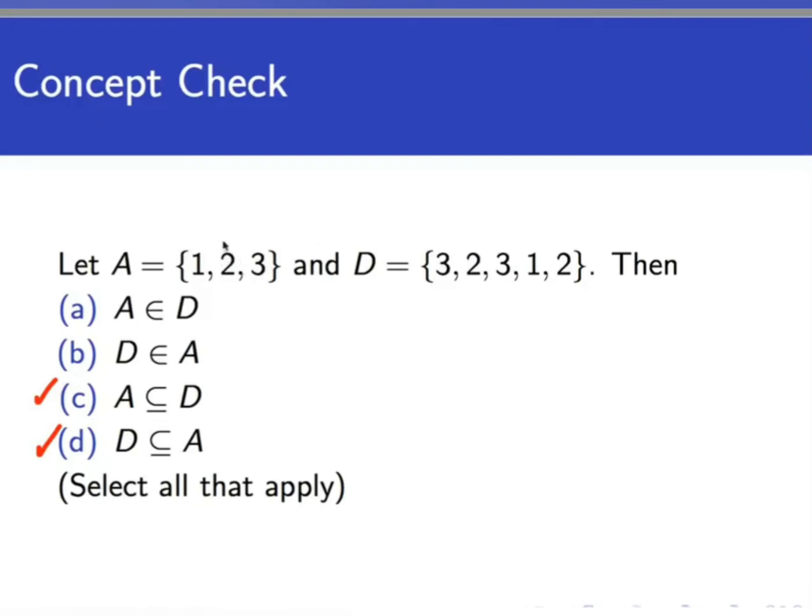This is fairly easy to see if you understand the definition. It's certainly the case that every element of A is also an element of D. You can just visually check them off. 1, yeah, we got it. 2, yeah, we got it. 3, yeah, it's over here. So certainly this is true.